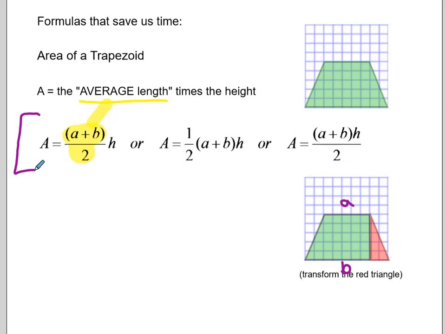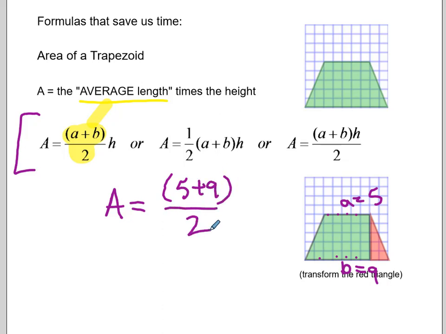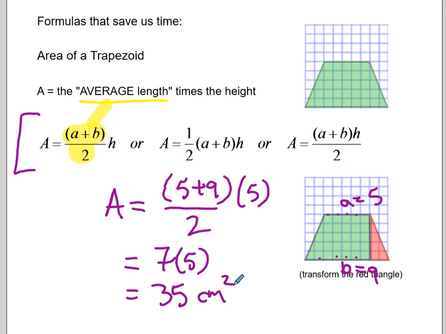Okay, so if we were looking at the area of this trapezoid here, if we counted squares, 1, 2, 3, 4, 5 on the top. So A is 5, 1, 2, 3, 4, 5, 6, 7, 8, 9 on the bottom. So the average of 5 plus 9 divided by 2, and it has a height of 1, 2, 3, 4, 5. So this would be 5 plus 9 is 14, divided by 2 is 7, times 5, we would find there are 35 little squares. Let's say they're centimeters just for argument's sake.